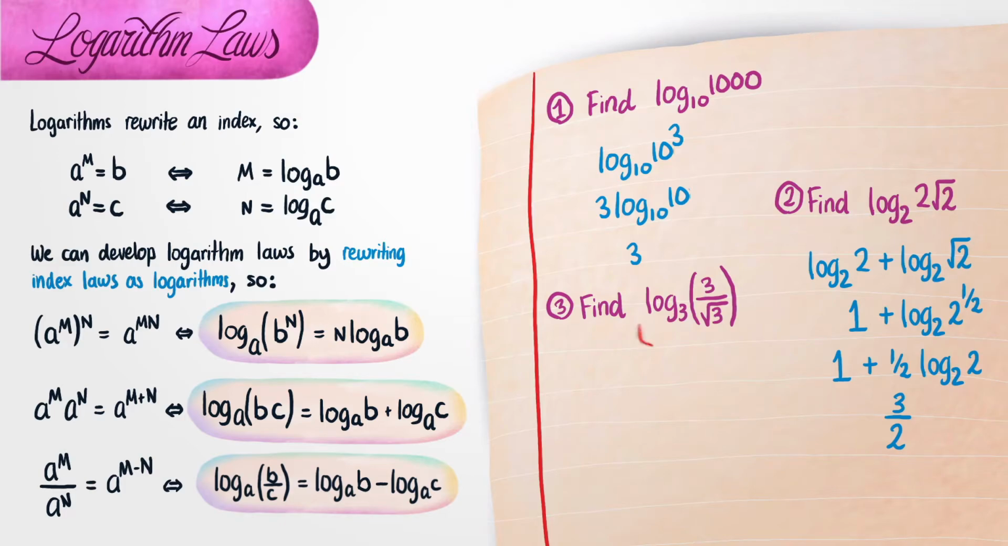So we want to find the log base 3 of 3 divided by root 3. Since we have a division here, we can turn this into the log base 3 of 3 minus the log base 3 of root 3.